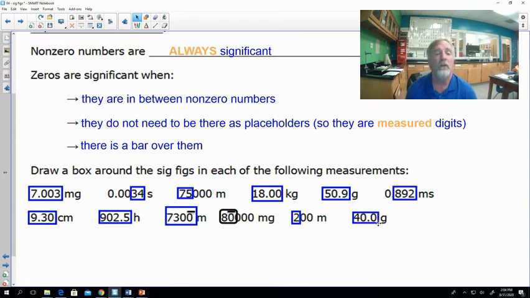Now, I've given you guys a worksheet. Please practice a little bit on that worksheet to make sure you have remembered how to use your significant figures correctly, and we'll go over that more on Wednesday.